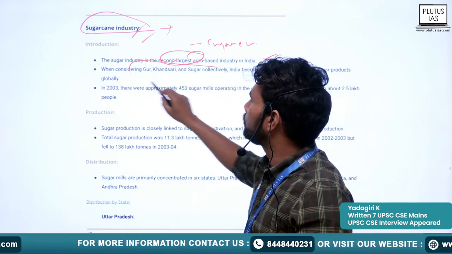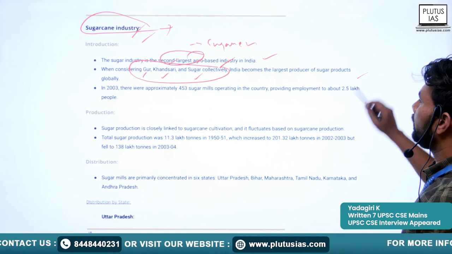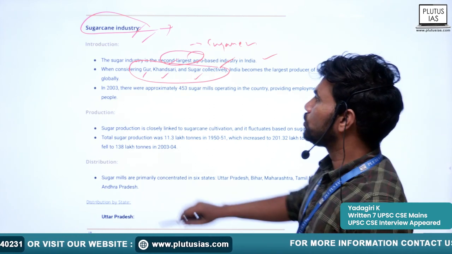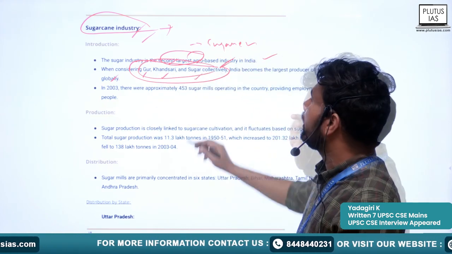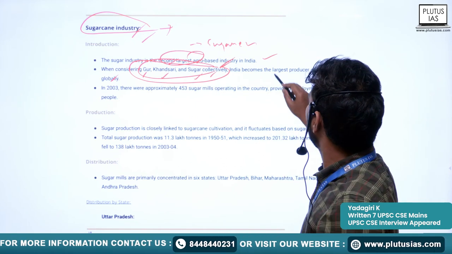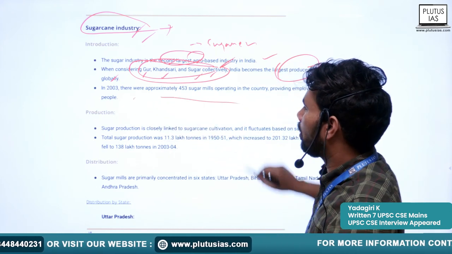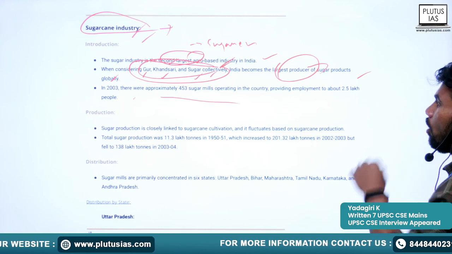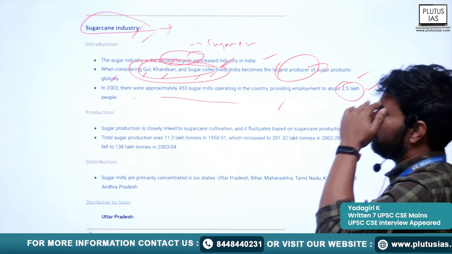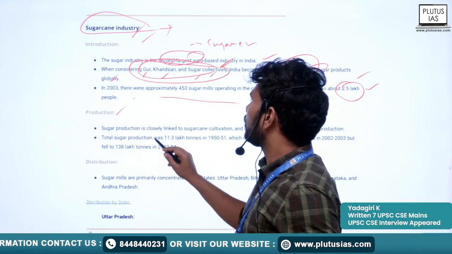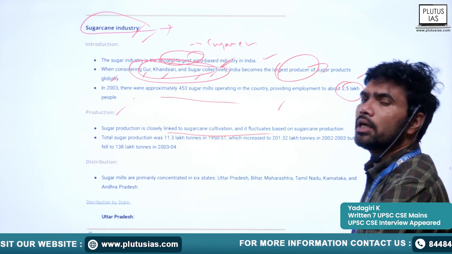So the products from the sugarcane or sugar industry are gur, khandsari and sugar collectively. If we consider all these products, India becomes the largest producer of sugar products in the world. So in 2003, if we see, there were approximately 543 sugar mills operating in the country, providing employment to up to 2.5 lakh people. Right. So sugar production is closely linked to sugarcane cultivation and it fluctuates based on the sugarcane production.